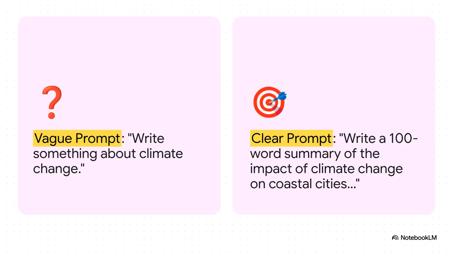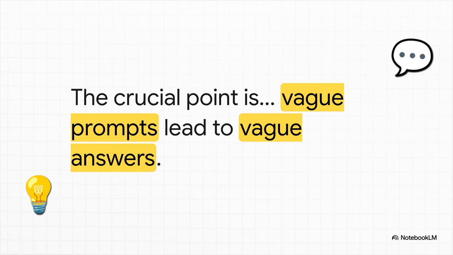We've told it the length, 100 words. We've given it a specific focus, the impact on coastal cities. Now the AI has a clear target to hit. And that's really the heart of it. Vague prompts get you vague answers. It's that simple. Think of it like this. You have to start directing the AI, not just asking it questions. You be specific and you'll get a specific, useful result back.